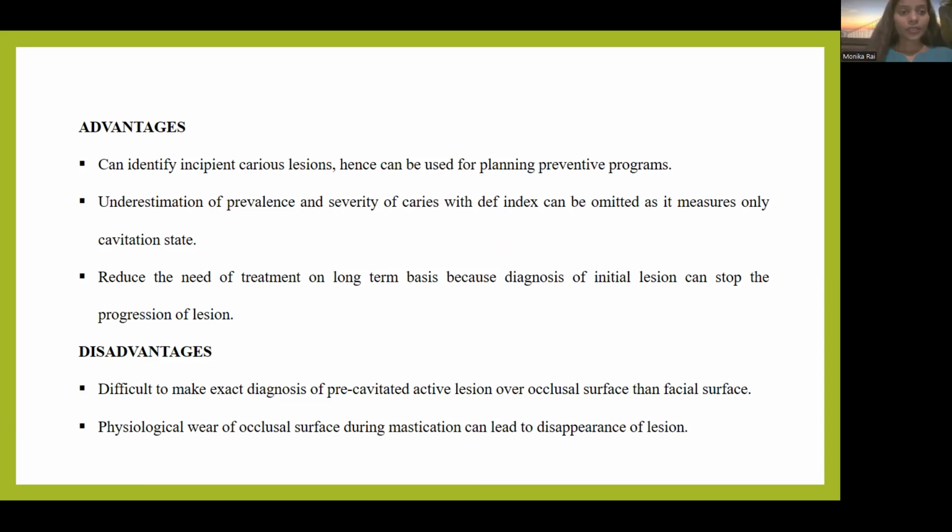What are the advantages of Nevitt's index? Can identify incipient caries lesion, hence can be used for planning preventive programs. Underestimation of prevalence and severity of caries with DEF index can be omitted as it measures only cavitation state. Reduce the need of treatment on long-term basis because diagnosis of initial lesion can stop the progression of lesion. What is the disadvantage? It is difficult to make exact diagnosis of precavitated active lesion over occlusal surface than facial surface. Physiological wear of occlusal surface during mastication can lead to disappearance of lesion.